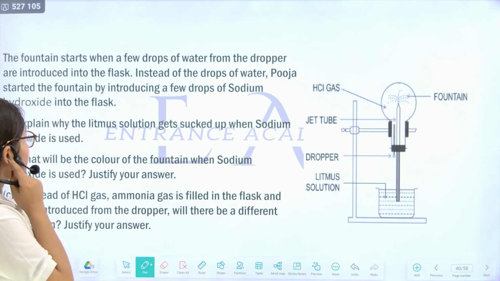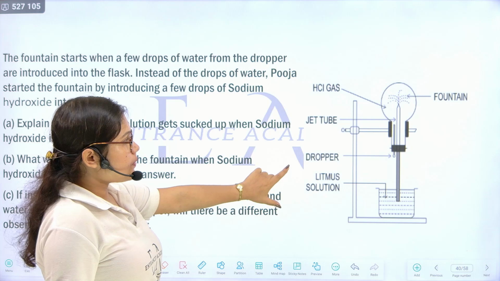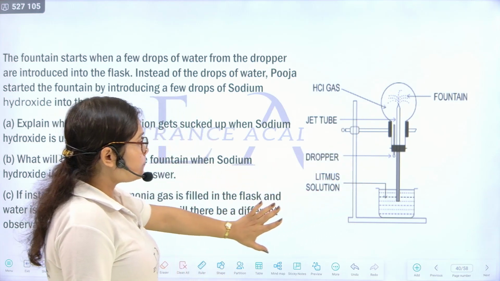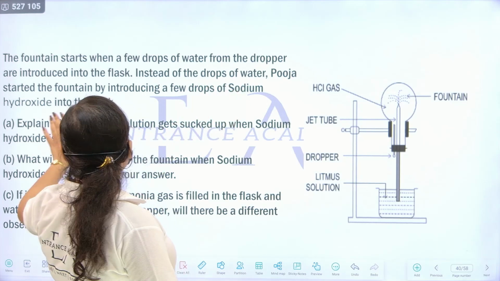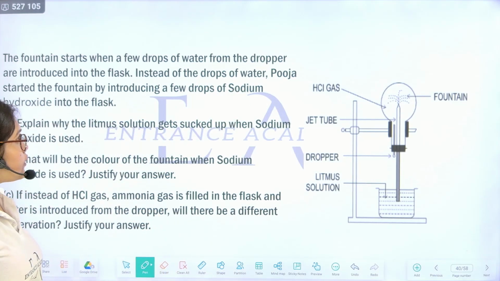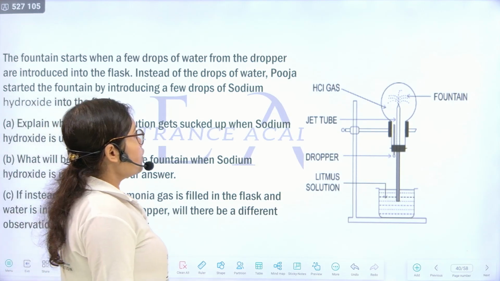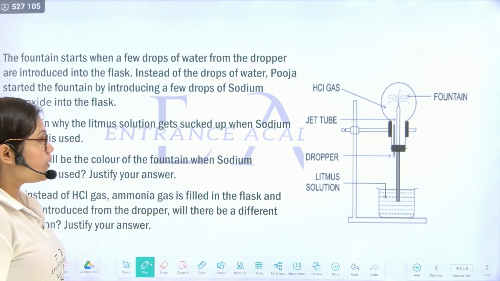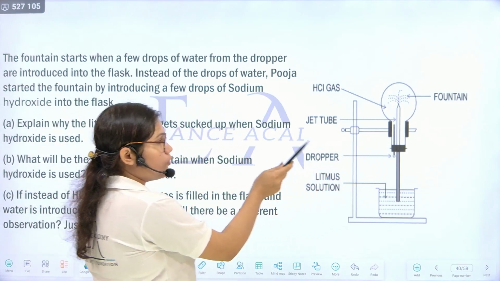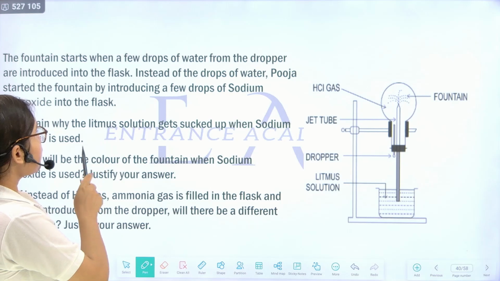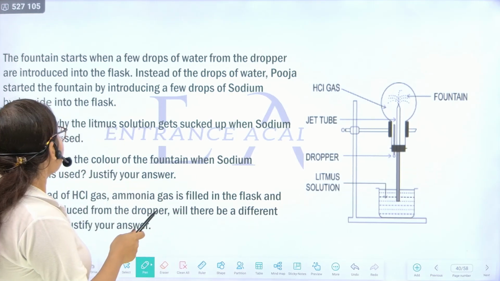This is the diagram of the fountain experiment. The fountain starts when a few drops of water from the dropper are introduced into the flask. Instead of the drops of water, Pooja started the fountain by introducing a few drops of sodium hydroxide to the flask. So this is the dropper. We have to add water to it, but instead of water, Pooja introduced drops of sodium hydroxide.